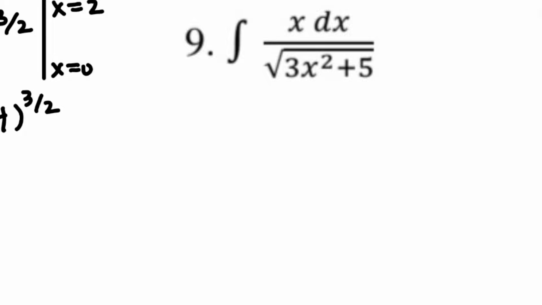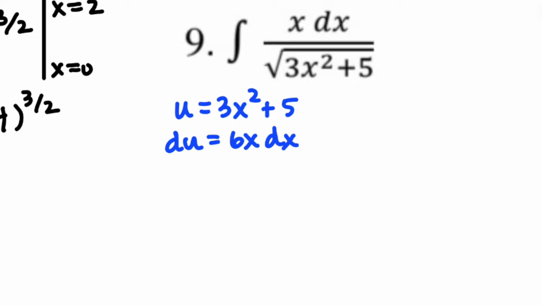Okay, so I'm going to let u once again be the inside of the square root. That's always a pretty safe bet. So u equals 3x squared plus 5. Then du dx would be 6x, so du is 6x dx. And 1x dx would be 1/6 of du.